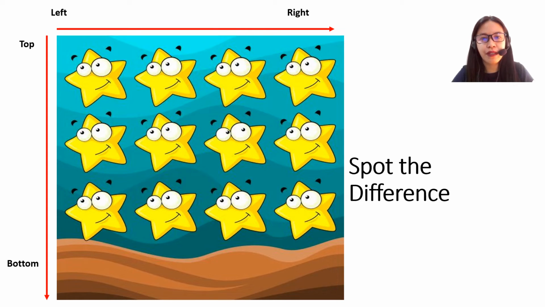Let's spot the difference. Check and observe the picture from left to right and from top to bottom. Point out in what row, from top to bottom, and in what column, from left to right, seems to be a different star. Upon knowing, message your facilitator the row number, the column number, and how many seconds it took you to detect the difference.